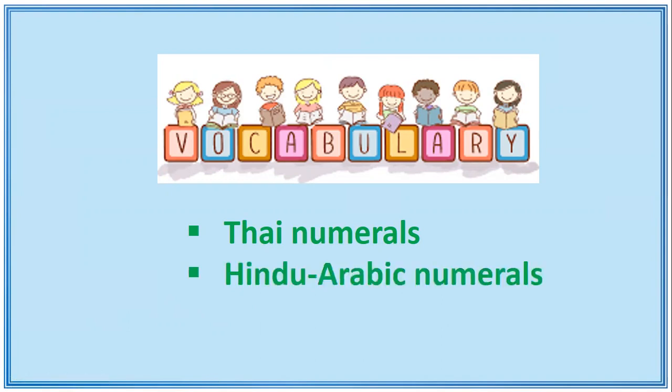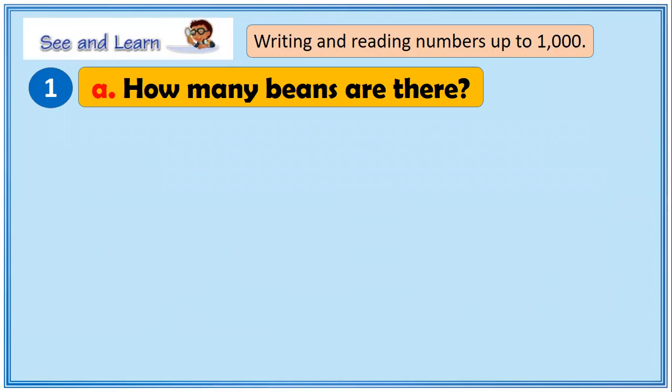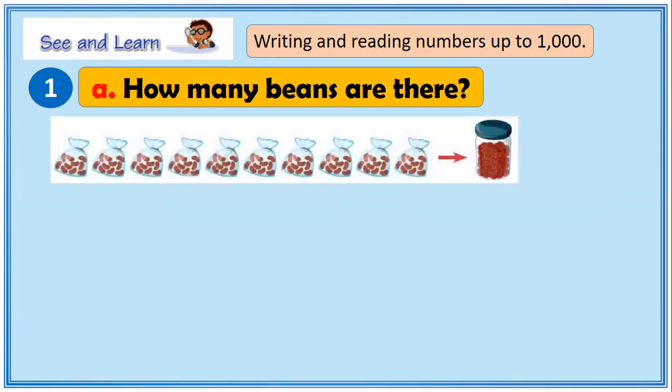All right. Now let us proceed to our lesson about writing and reading numbers up to 1000. So let us have some examples. Example number 1, letter A. How many beans are there? So we have here an illustration.